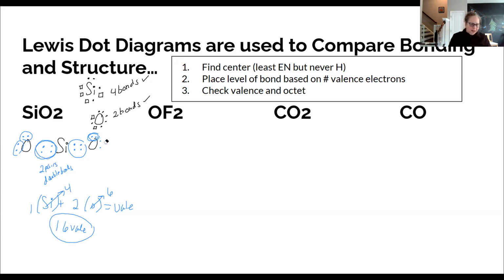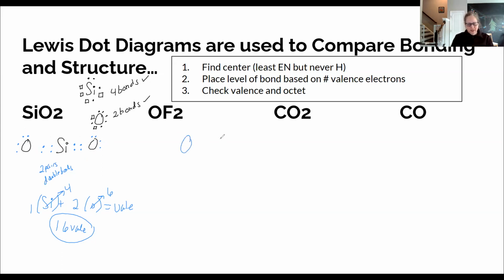So let's bring him back to what he's going to look like as an actual structure so that we have it when we're comparing later. 4 electrons, unbonded on oxygen on each side, no unbonded electrons on silicon.